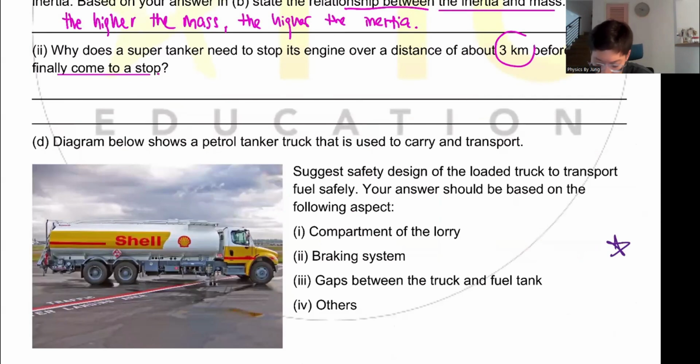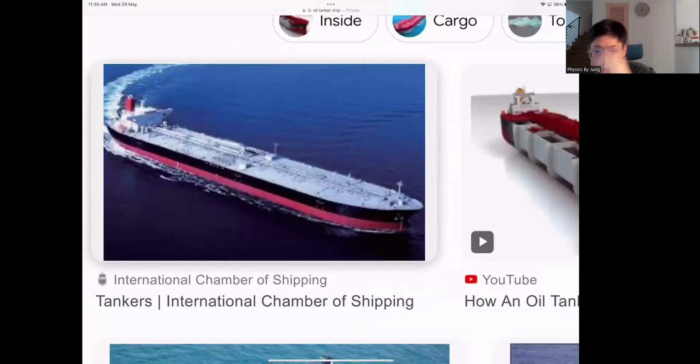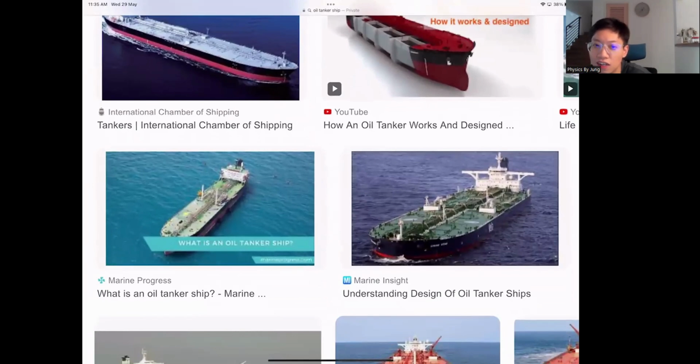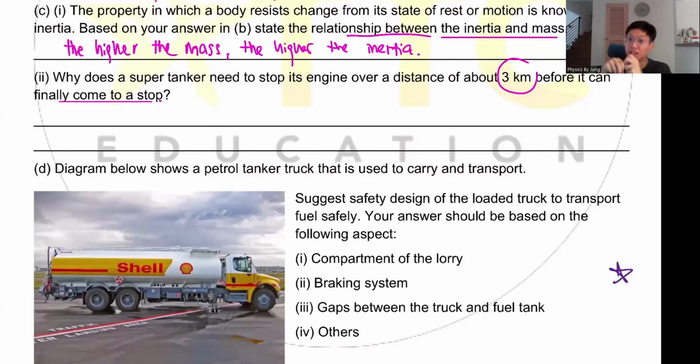Last time when I was a kid, I didn't know what this thing carried, but only after I studied more did I know. These kinds of ships actually carry petrol, oil. Obviously, I didn't know. I thought it carried cargo or something like that. So they actually carry oil. About 3 km before they reach the destination, they turn off the engine and let it slowly float all the way to the shore.